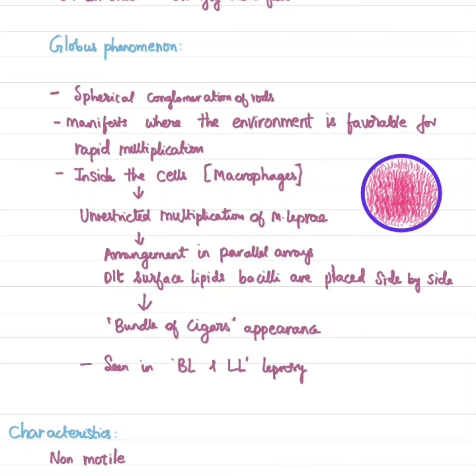Next is the globus phenomenon. It manifests where the environment is favorable for rapid multiplication, therefore in infectious cases or the cases that are towards the end of the spectrum, that is the cases of borderline lepromatous and lepromatous leprosy. This is basically the spherical conglomeration of rods where inside the cells, that is the macrophages, the M. leprae multiply unrestricted and get arranged in parallel arrays due to the presence of surface lipids. This gives a bundle of cigar appearance which is known as the globus phenomenon.